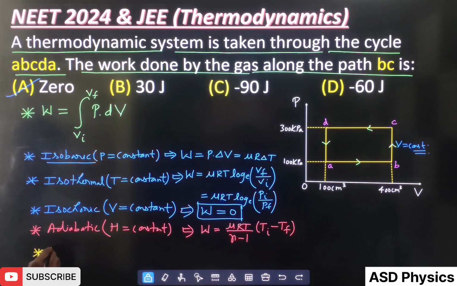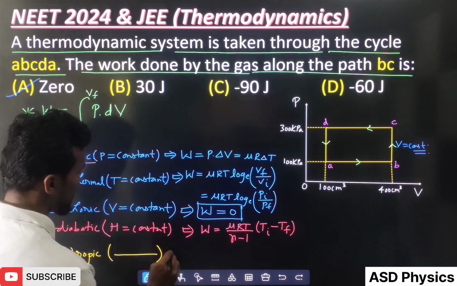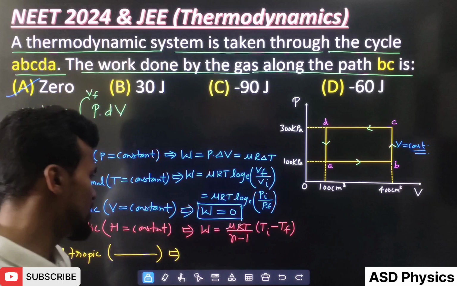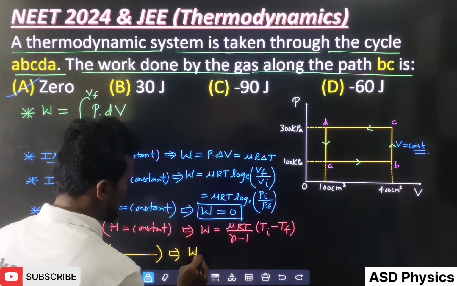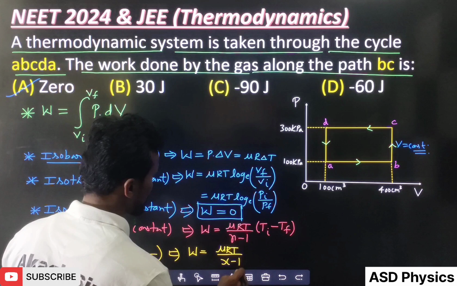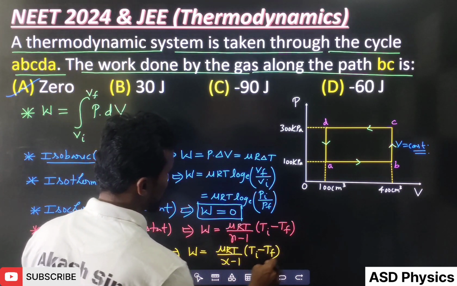One more is the polytropic process. Polytropic process means any process. That means we can tell one general formula. So what is the general formula? W equal to mu R by x minus 1, and here also we can write Ti minus Tf.